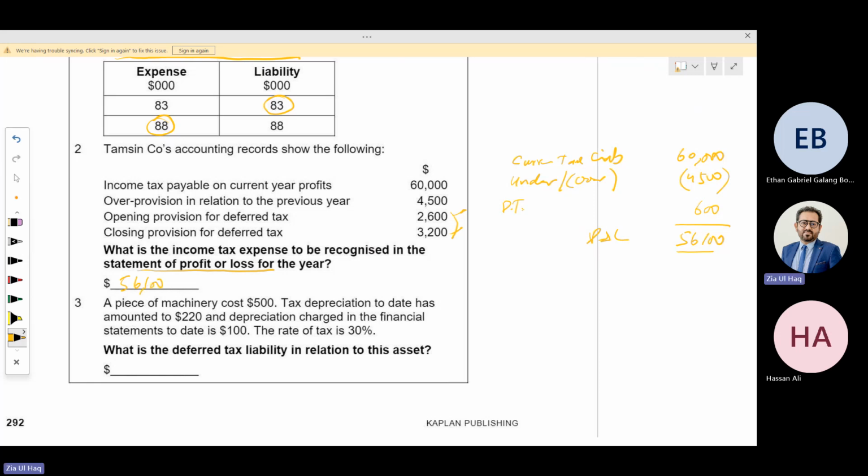Number 3, please. What is the deferred tax liability? Why should we calculate using the formula? That's why. Carrying amount less tax base, positive figure, apply tax rate on it.